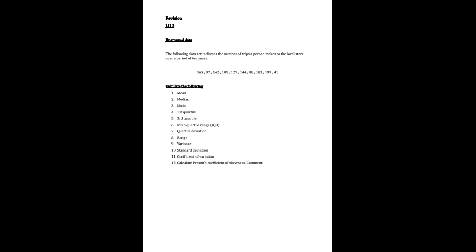Meaning, if you look at the data set as is, it's not really telling you much. If you look at what they say to you here, they say that the following data set indicates the number of trips that a person makes to the local store over a period of 10 years. Now, as it stands, that information is just telling you the number of trips that a person has made to the store. So you want to be able to gather more information from this, meaning you want to break down that information and gather more info that can help you in decision making, such as the mean and the median and the mode and so on.